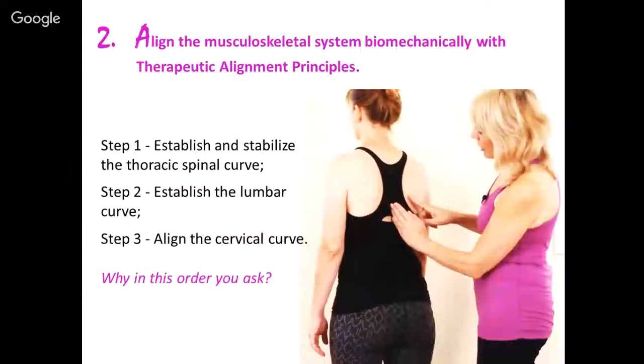Then once we've opened up all the tissues, we want to align with the musculoskeletal biomechanical alignment principles. So first step is to establish and stabilize the thoracic spinal curve. Step 2, establish the lumbar curve. Step 3, align the cervical curve. Why in this order, you might ask?